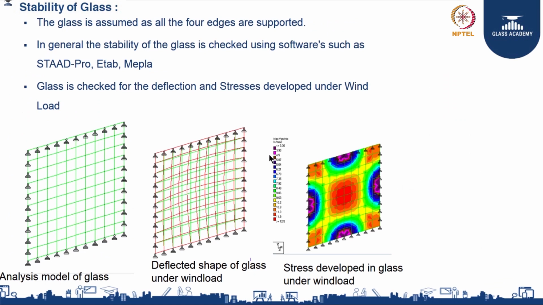Say what you see here, for example, the glass in this calculation we have taken as a 4-side supported panel. Yes, you can do 2-sided or single-sided, but I am not going into detail, that will be done by colleagues. Here I am considering a 4-side supported system. Nowadays you have software like STAAD Pro, ETABS, Mapla and so on.